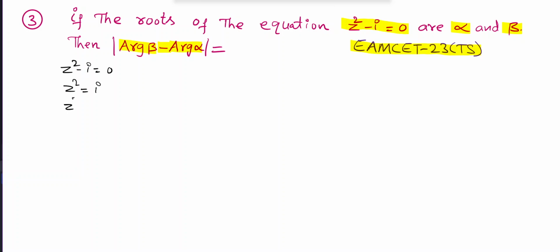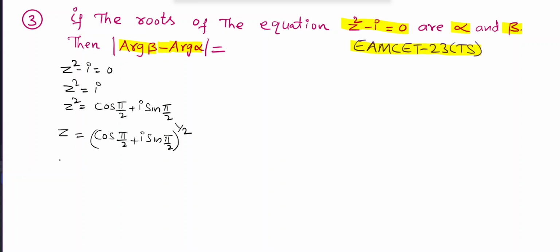I is written as cos 90 plus i sin 90, that is cos pi by 2 plus i sin pi by 2. Here cos 90 is 0, sin 90 is 1, so i into 1 is i. So z squared is this value. So z is equal to cos pi by 2 plus i sin pi by 2, whole to the power of 1 by 2. This is the value of z.